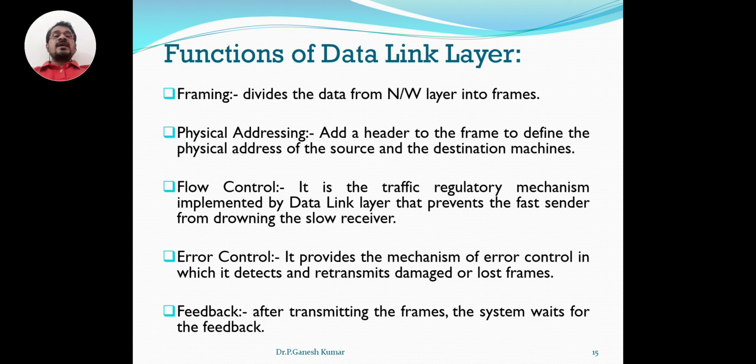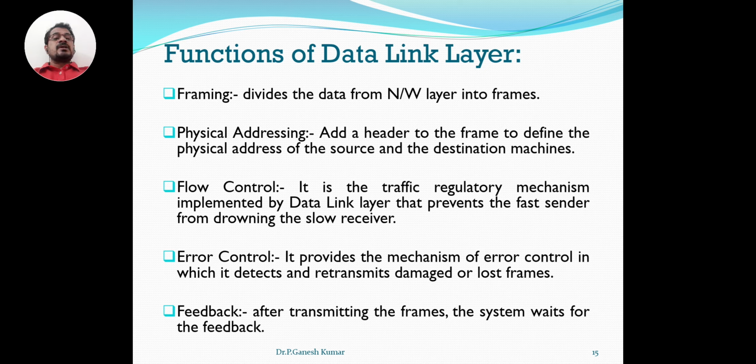The other functions are framing, which divides the data from the network layer into a number of frames, and physical addressing. We know that in a LAN, each device must have a unique address. Whenever it forwards the data, it has to identify it with the help of unique addresses. So it adds a header to the frame to define the physical address of both the source and the destination machines.